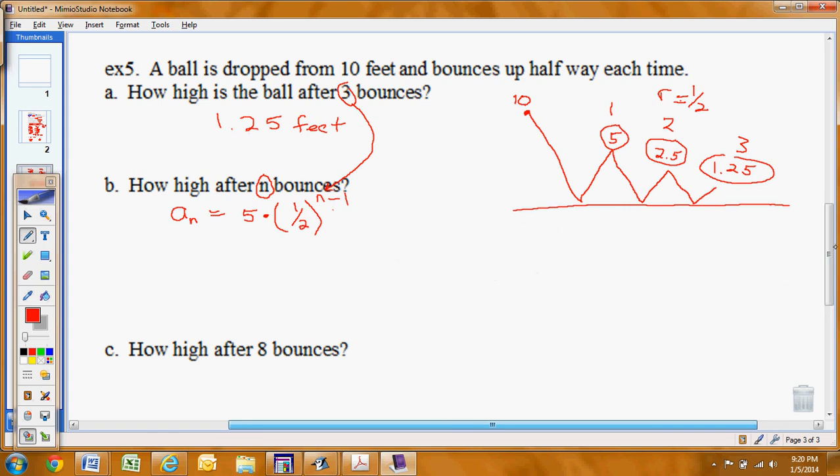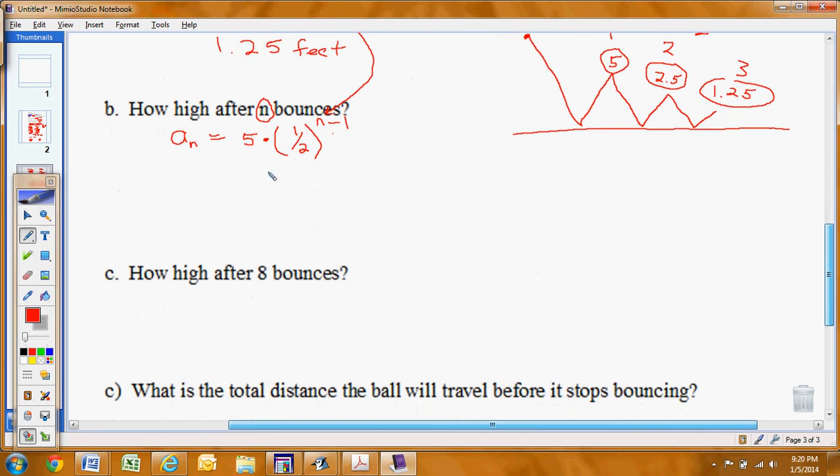All right, how high after 8 bounces? Should be pretty easy now that we have a formula. We just plug in 8. Oops. So we're now finding a sub 8, the 8th term of the sequence. So 5 times 1/2 to the 8 minus 1 power, which is the 7th power.